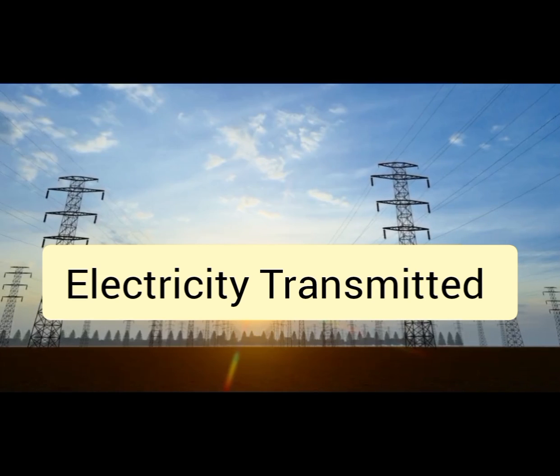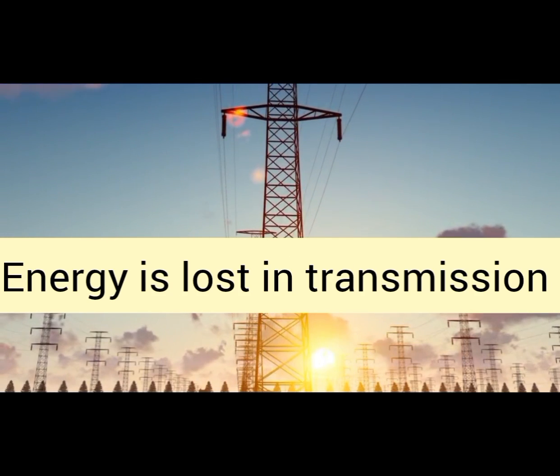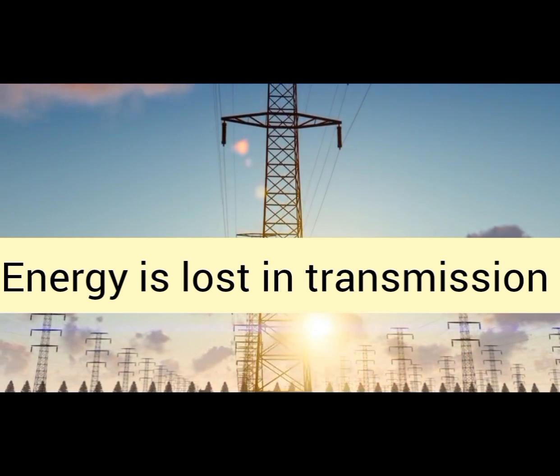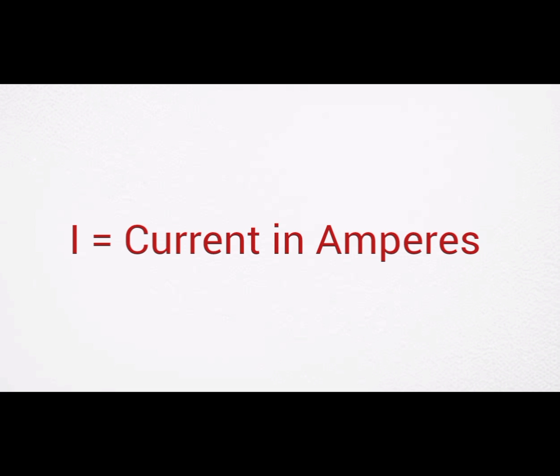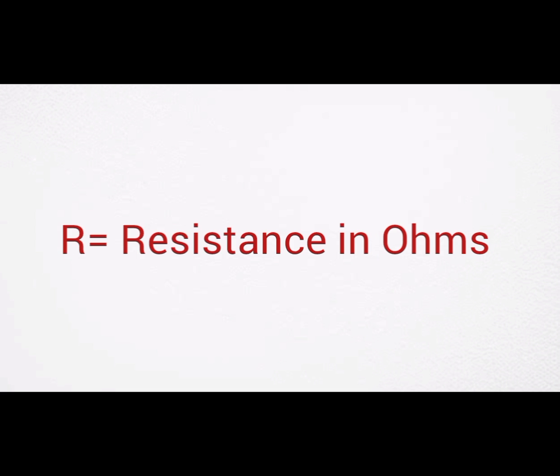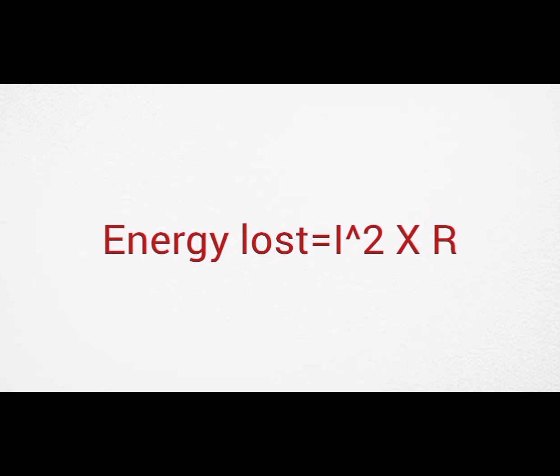When electricity is transmitted over long distances, some of the energy is lost due to resistance in the transmission lines. Let's use the voltage formula to explain why high voltage transmission is more efficient. V equals I multiplied by R, where V equals voltage in volts, I equals current in amperes, R equals resistance in ohms. When transmitting electricity over long distances, the resistance R of the transmission lines is constant. To reduce energy loss, I squared multiplied by R, we can either reduce the current I or increase the voltage V.